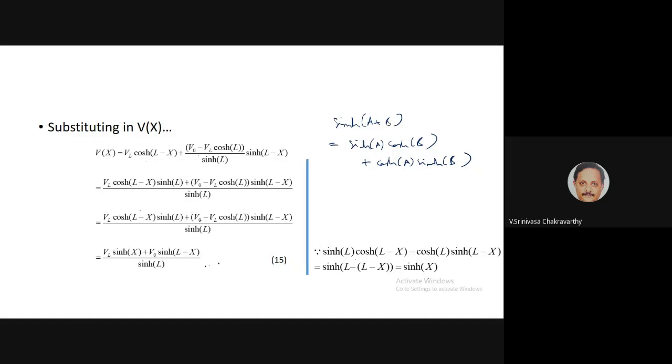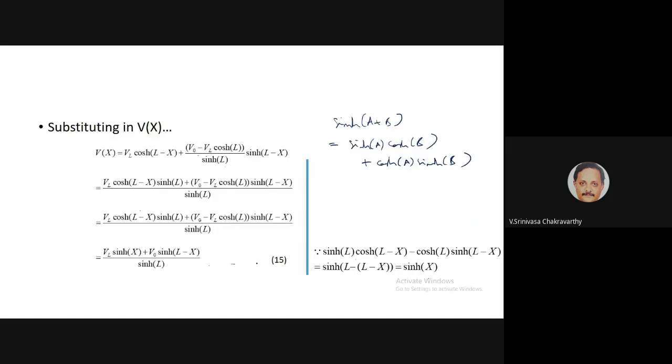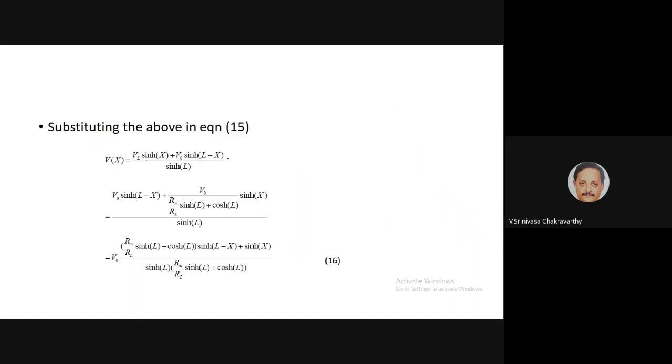If you plug this V_L into this expression, it is again a bit of a problem to simplify. The expression we have in equation 15 is in terms of V_L and V_0, so let's start with that and plug in this V_L expression. Then we have V_0 sinh(L − x) plus, since V_L is this huge expression, V_0 by (R infinity by R_L, etc.) times sinh x by sinh L. In the numerator, move this expression out and merge it with the denominator. Then you have this expression in the numerator: V_0 comes out, R infinity by R_L times sinh L plus cosh L, this whole expression times sinh(L − x) plus sinh x.